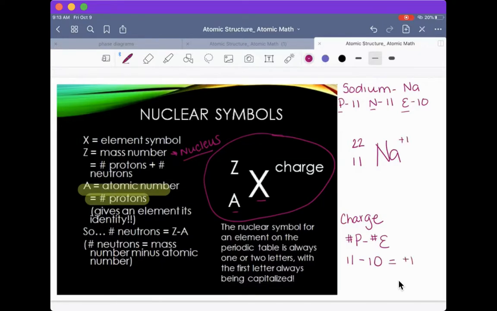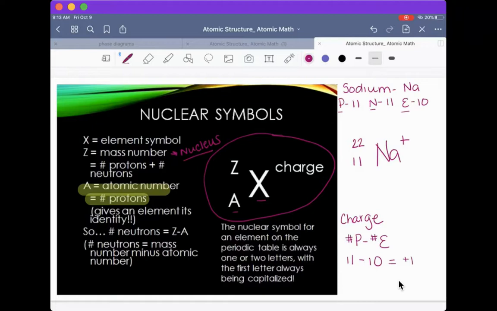So I can write it like this. Now sometimes, when we write charges, especially when it's a 1, that 1 is understood. So sometimes you're going to see it written just like that, because that 1 is understood. All right, so that's how we calculate charge. We are going to look at the number of protons versus the number of electrons, and if there are different numbers, we have a charge. So that is how we write nuclear symbols for atoms.